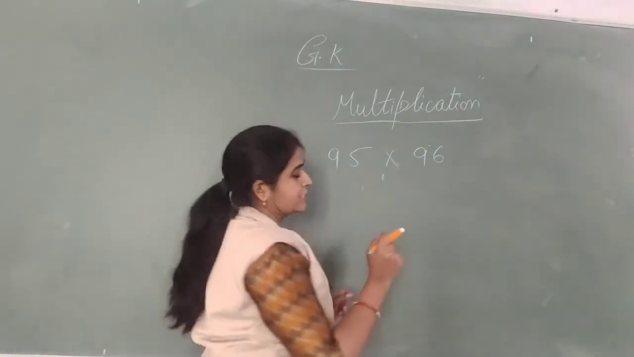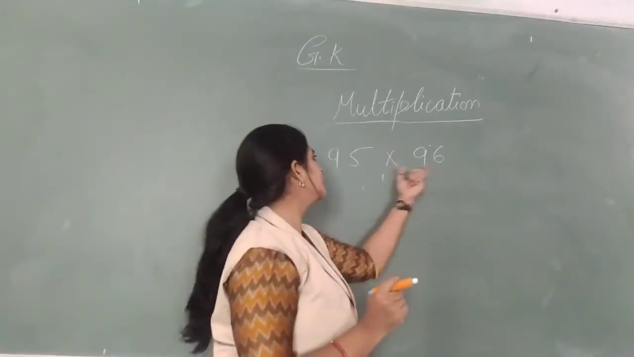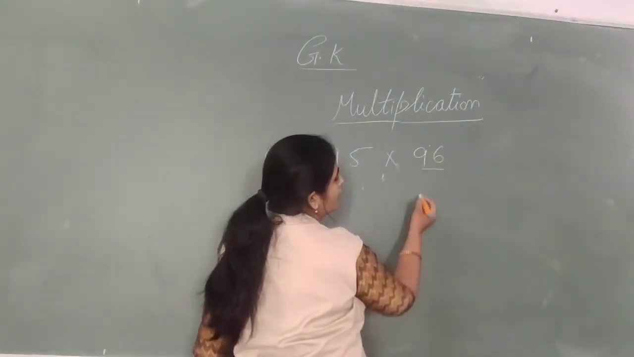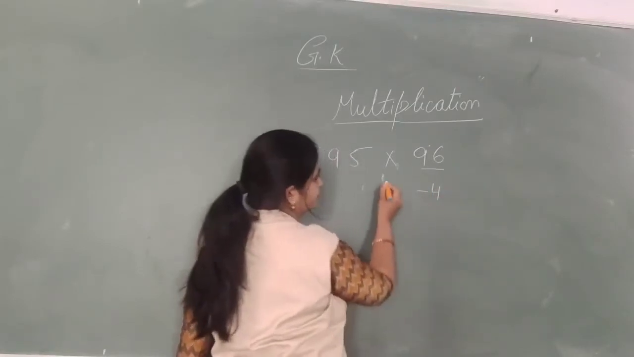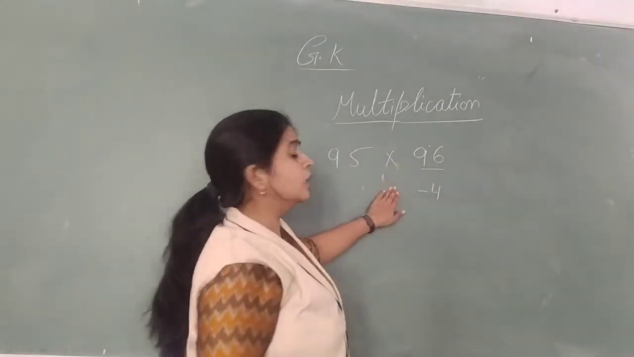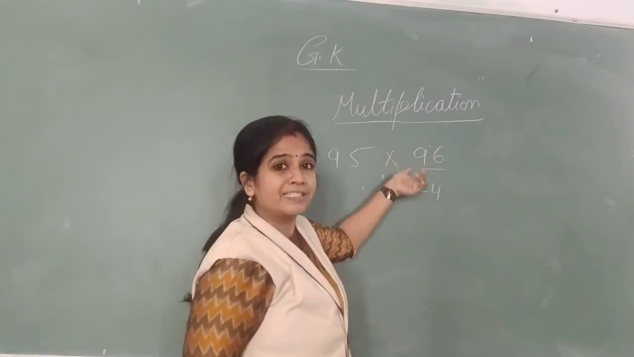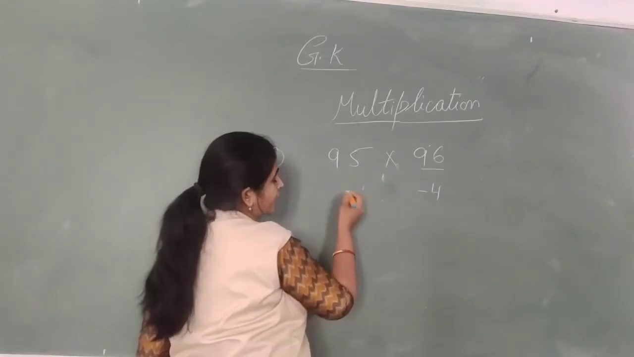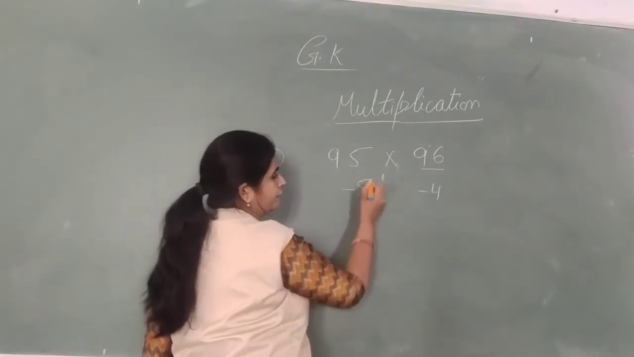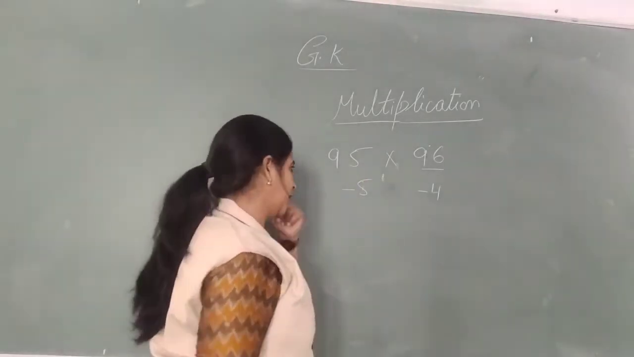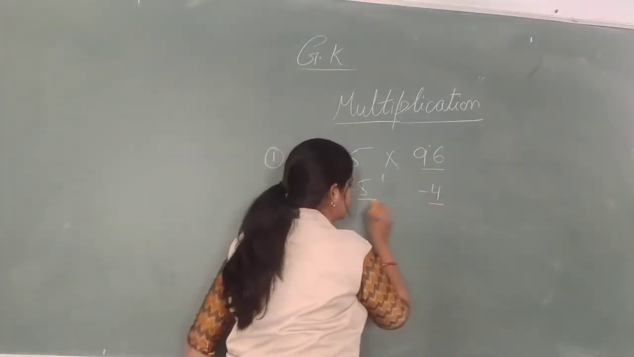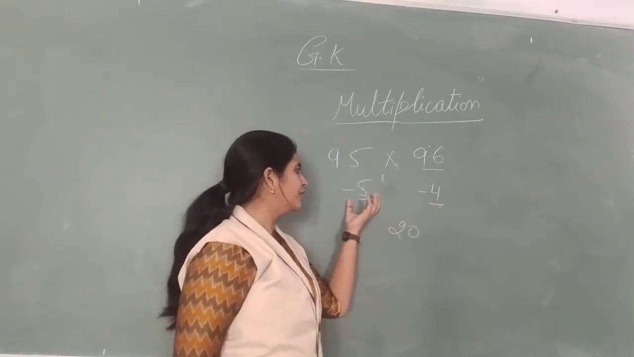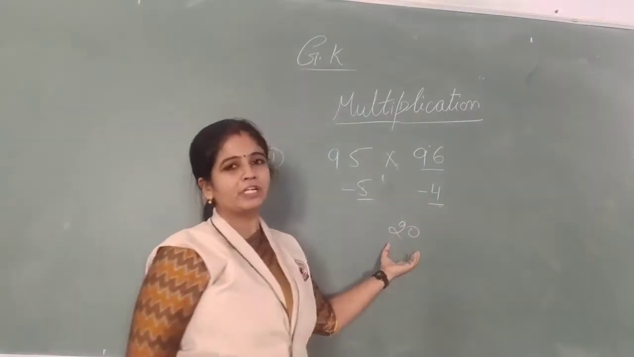So first step is that you have to subtract both the numbers from 100. When you subtract 96 from 100, you will get 4. That 96 is 4 less than 100. And when you subtract 95 from 100, you will get 5. Okay, first step is that. You have to multiply these two numbers now. 5 4s are 20. When you multiply 5 and 4, you will get 20.